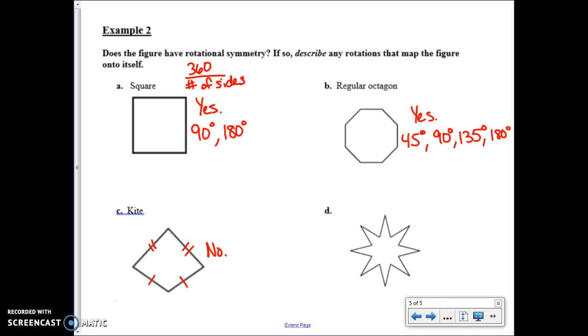Now this one's a little different. We'll assume that it has the same angle measures inside here, but since it's a concave figure, we can't quite treat it the same. But think about if I rotate from here to here. How many points does it have? How many times can I rotate it around? So I count 1, 2, 3, 4, 5, 6, 7, 8 points. So just like that octagon, we're going to be able to say yes. And then it would be 45 degrees, then 90 degrees, then 135 degrees, and then finally 180 degree rotational symmetry.